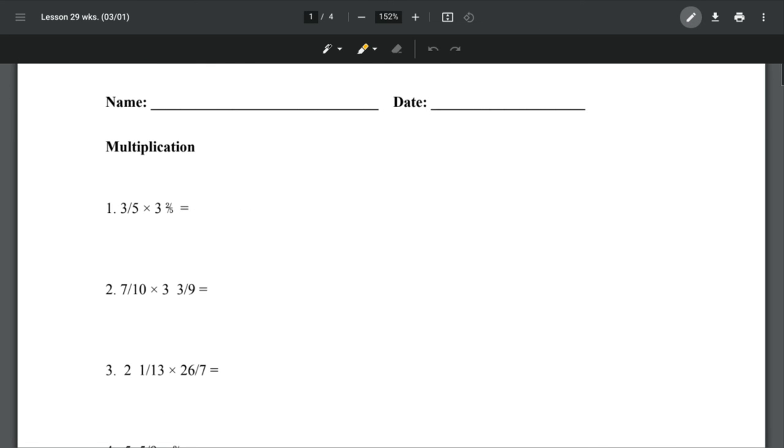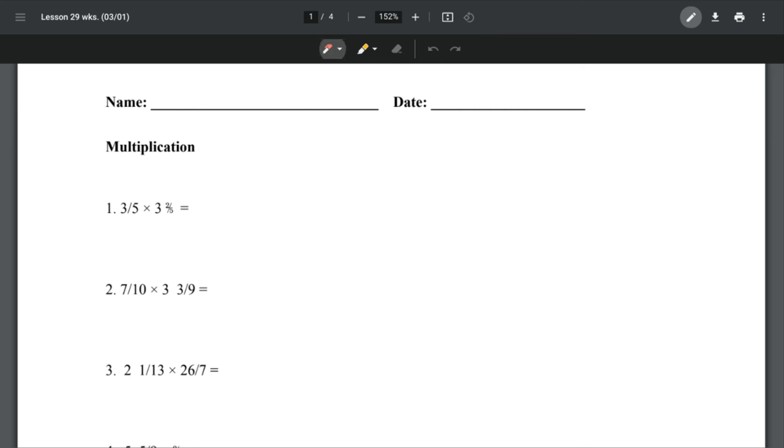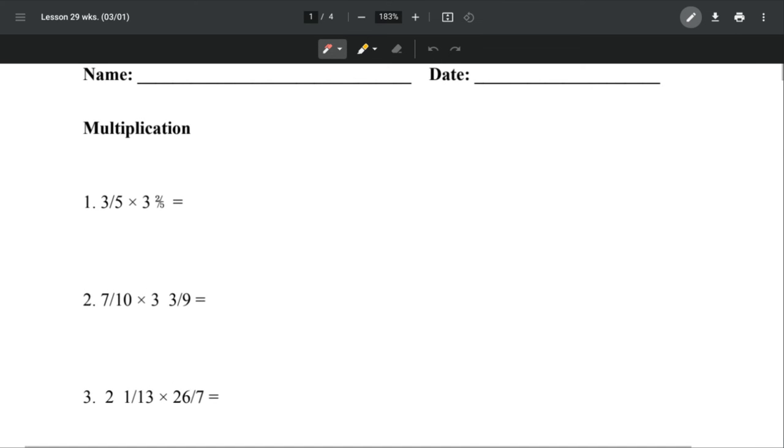Okay, so we're multiplying fractions and let's go ahead and look at number 1. So we have 3 over 5 times 3 and 2 over 5. Well, the first thing we've got to do is make this mixed fraction into an improper fraction. So 3 and 2 over 5, that's equivalent to 17 over 5, right?